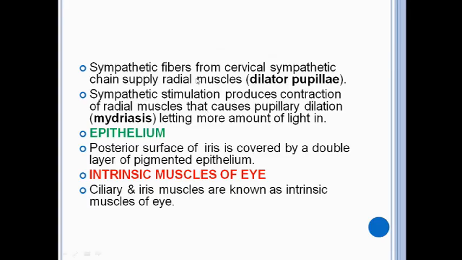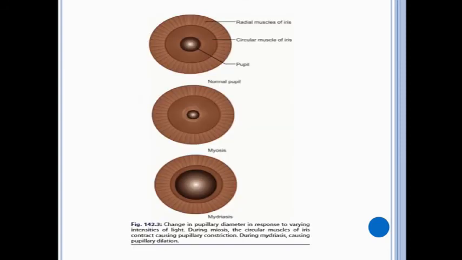Similarly, we'll see this diagram later on. The sympathetic stimulation to your dilator pupillae will produce contraction of your muscles, causing pupillary dilatation or mydriasis. Again, allowing more amount of light to enter. So the normal pupil, you see the size of the pupil. Miosis, see the size. So constriction and dilatation.